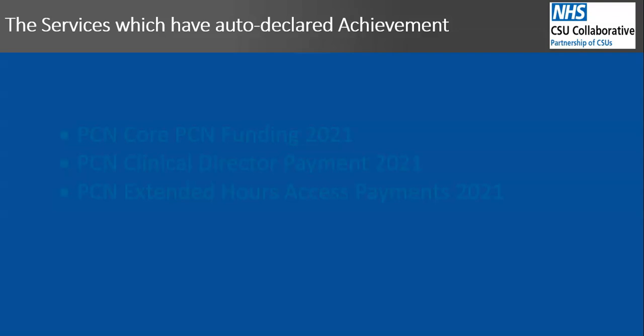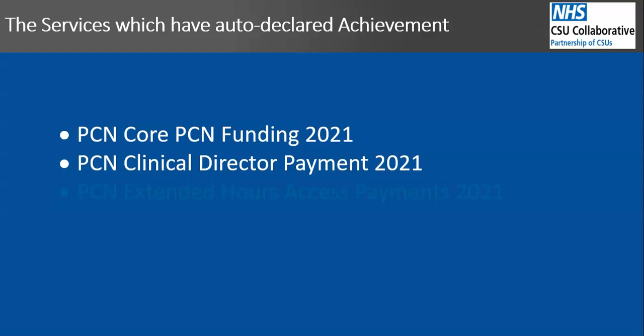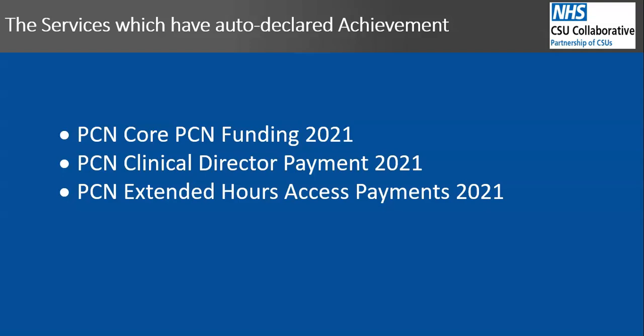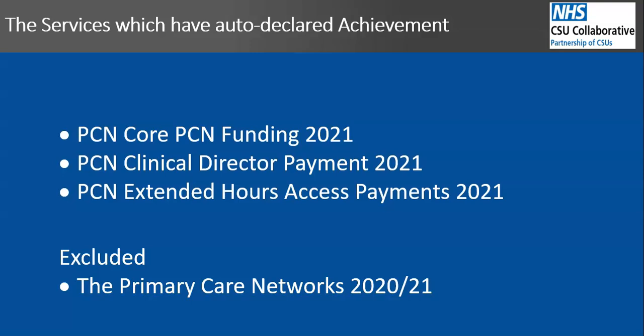Auto-declared achievement is different to the services which have been offered to you previously and have required manual or auto data submission. The PCN services do not require you to do this, as it is automatically declared. These PCN services are PCN Core Funding 2021, PCN Clinical Director Payment 2021, and the PCN Extended Hours Access Payments 2021. The Primary Care Networks 2021 is the only service which will require a data extraction.